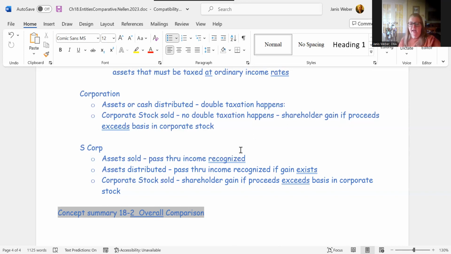So there's a little extra complication if you distribute assets from an S corporation, in that it still works the same way, but because of the pass-through, you might as well have the S corporation sell them instead of distributing the assets directly to the shareholders, because the effect becomes the same. Or at least that's what it seems to me, unless I'm missing something. I think so. Now, that's not if there's a loss. That's if there's a gain.